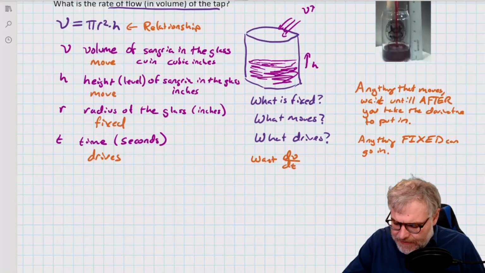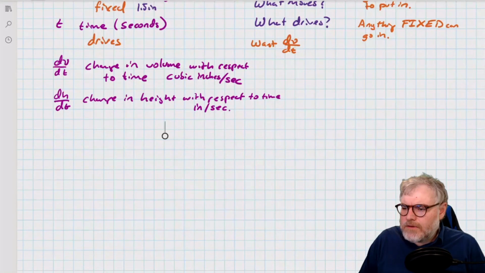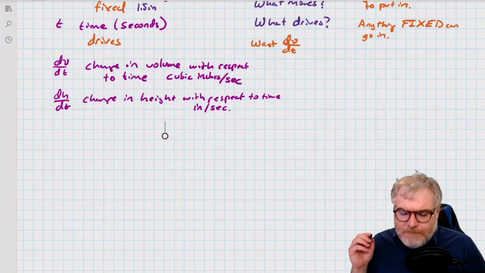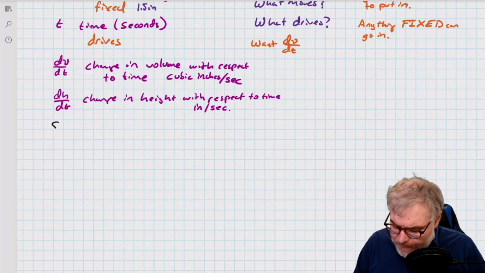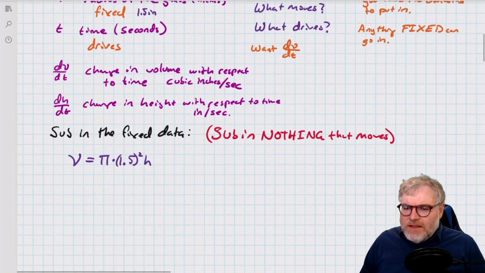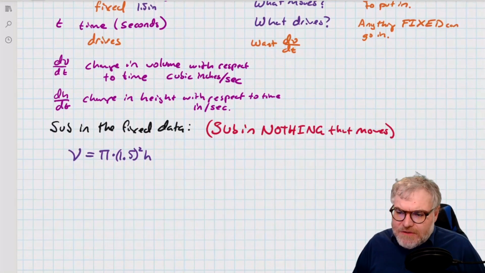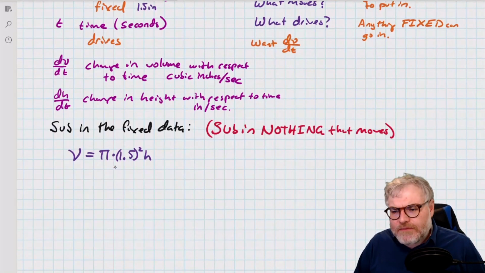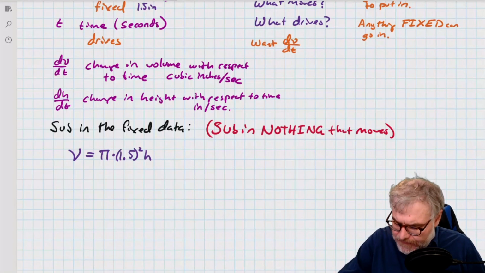I should put down my other variables here. Now I'm going to sub in my fixed data. Again, it's very important that you sub in nothing that moves. So the radius didn't move, so I'm going to sub that in. Now that I've subbed in the fixed data, notice what just happened there. My derivative just became simple. I don't have a product rule here anymore, do I? I just have a constant multiple. Pi times 1.5 squared, that's all a constant.